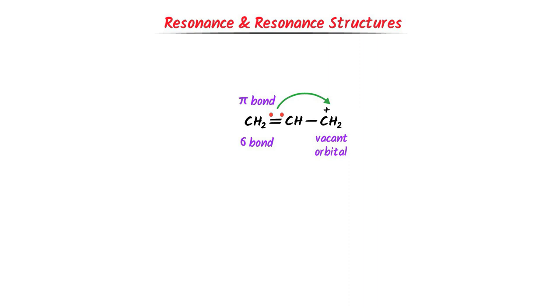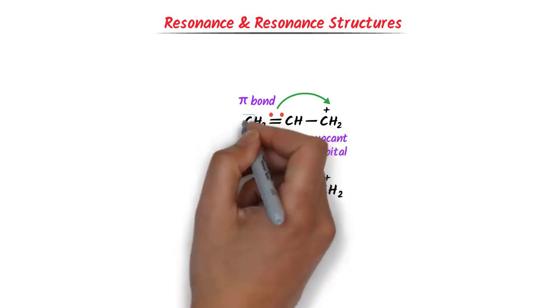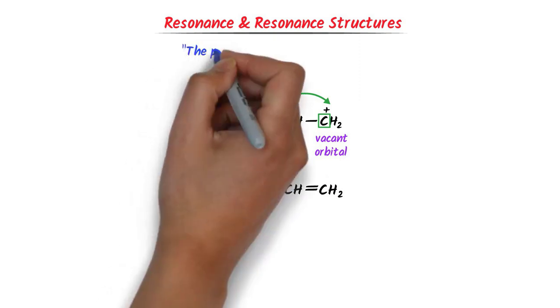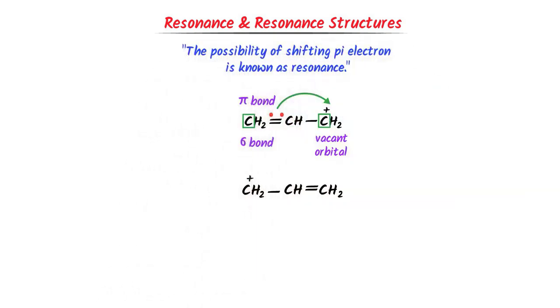Now pi electrons are shifted from the first carbon to the third carbon. I mean, first carbon has donated pi electrons, so positive charge appears on it. On the other hand, the third carbon has gained pi electrons, its empty orbital has filled. Thus we define resonance as the possibility of shifting pi electrons is known as resonance. Let me repeat it. The possibility of shifting pi electrons is known as resonance.